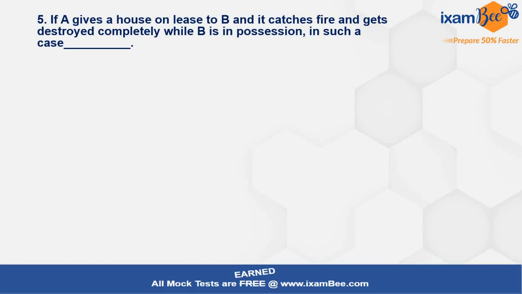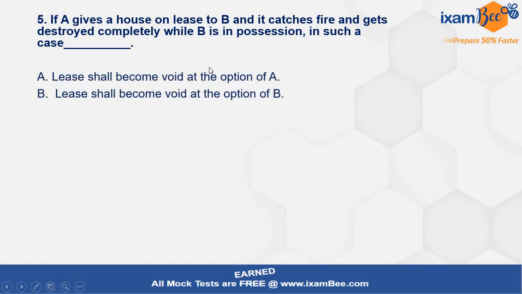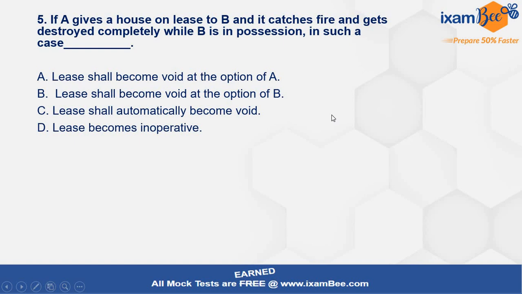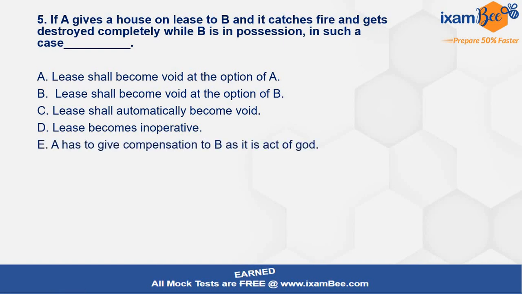If A gives a house on lease to B and it catches fire and gets destroyed completely, while B is in possession, that means the lessee is in possession, then in such a case, what will be the consequences? Lease shall become void at the option of A. Lease shall become void at the option of B. Lease shall automatically become void. Lease becomes inoperative. A has to give compensation to B as it is an act of God.